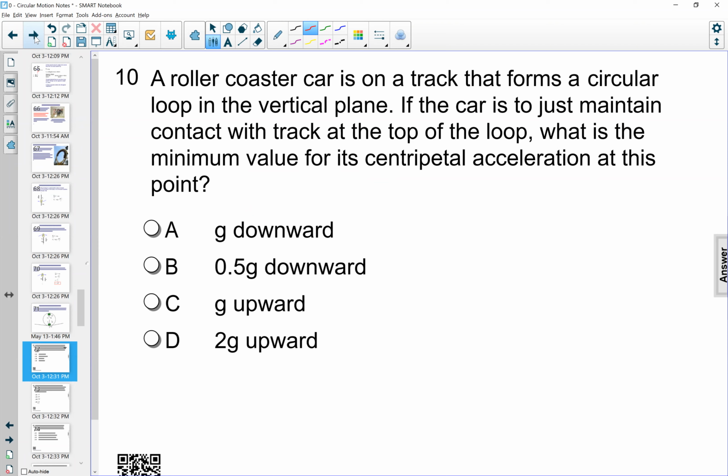This one seems to be giving a little pause for thought here, trying to think this through. The minimum value would be when you don't need a normal force, the weight is sufficient. So there's your hint.